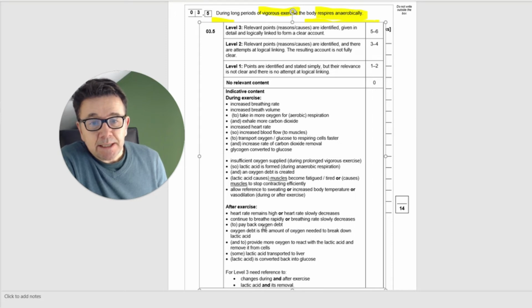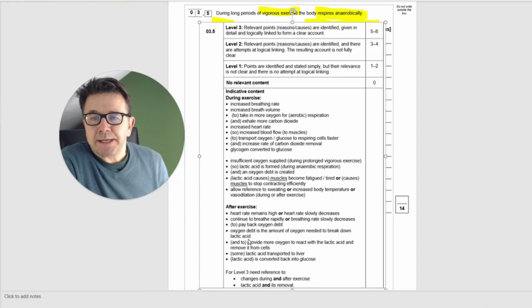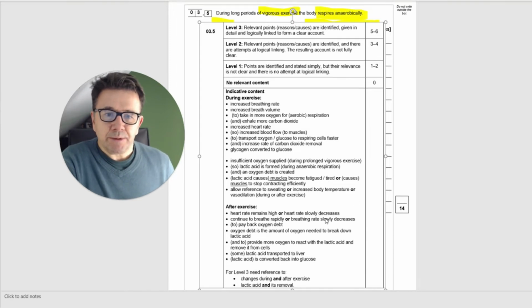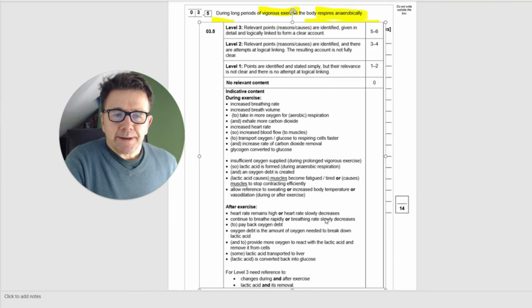You're going to breathe rapidly. Some of you mentioned that you need to pay back an oxygen debt. That means that you're breathing and getting your oxygen levels back to normal, and the reason for that is to break down lactic acid. So then you could say lactic acid is transported to the liver and it's converted back into glucose. So that's about the effects of exercise and anaerobic respiration. There's quite a lot in there, but to get 6 marks, you've got to mention both changes during and after exercise and lactic acid and its removal.